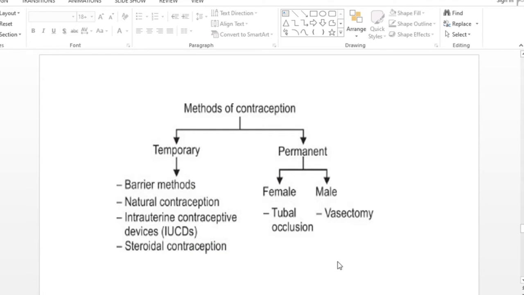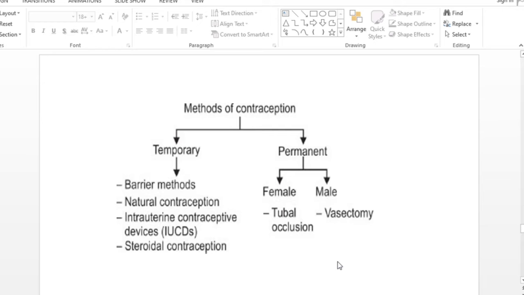Contraceptive methods can be broadly classified into two: temporary methods and permanent methods. Temporary methods include barrier methods, intrauterine contraceptives, and chemical contraceptives like contraceptive pills. The permanent surgical methods include tubectomy in the case of female and vasectomy in the case of male.